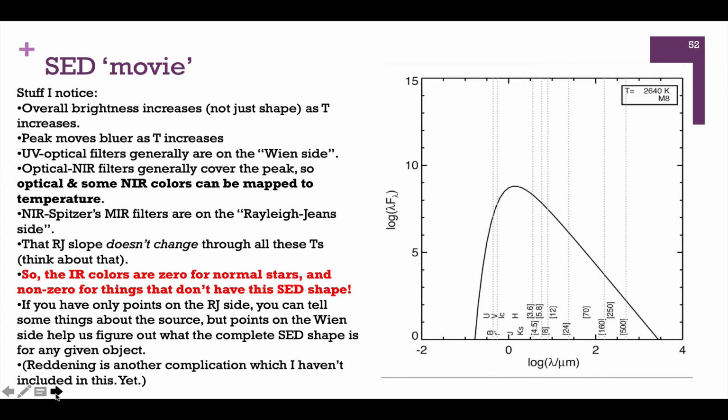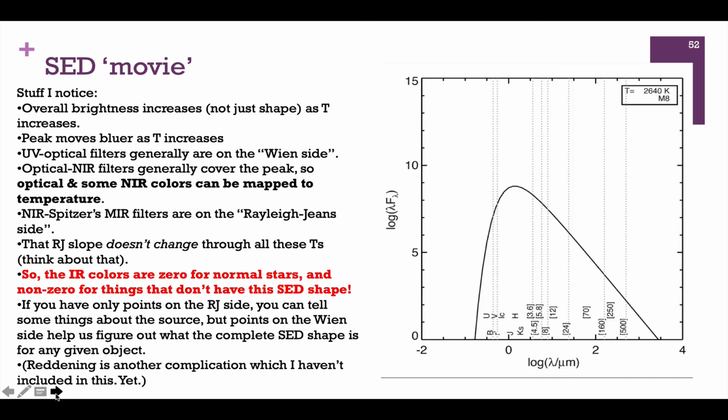Those are some of the things that I noticed, that the overall brightness increases. The shape doesn't change, but the brightness increases as the temperature increases, and the peak moves bluer as the temperature increases. UV and optical filters are generally on the Wien side of the curve. Optical and near-IR filters are generally covering the peak. So optical and some near-IR colors can be mapped directly to the temperature of the star. Near-infrared and Spitzer's mid-infrared filters and WISE's mid-infrared filters are on the Rayleigh-Jeans side of the curve. That Rayleigh-Jeans slope does not change through all of these temperatures, and so the IR colors are 0 for normal stars and non-zero for things that don't have this SED shape.